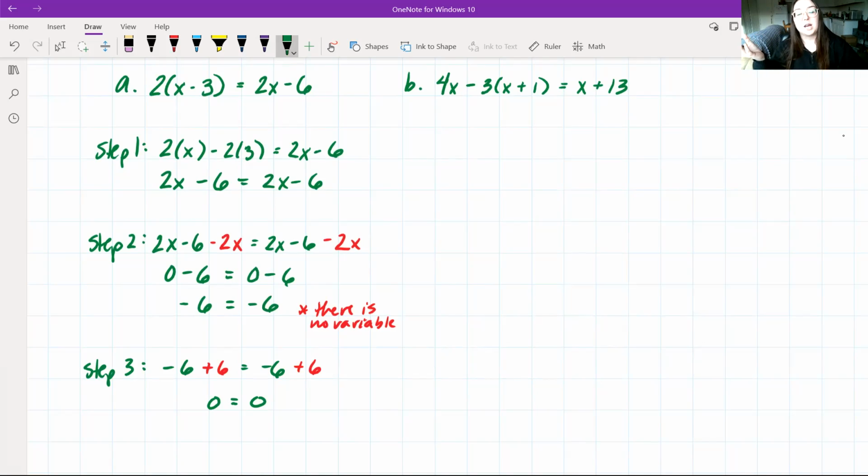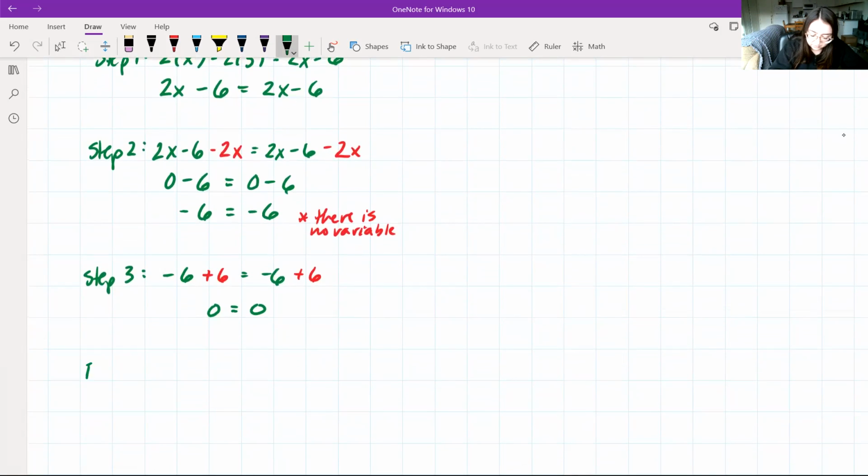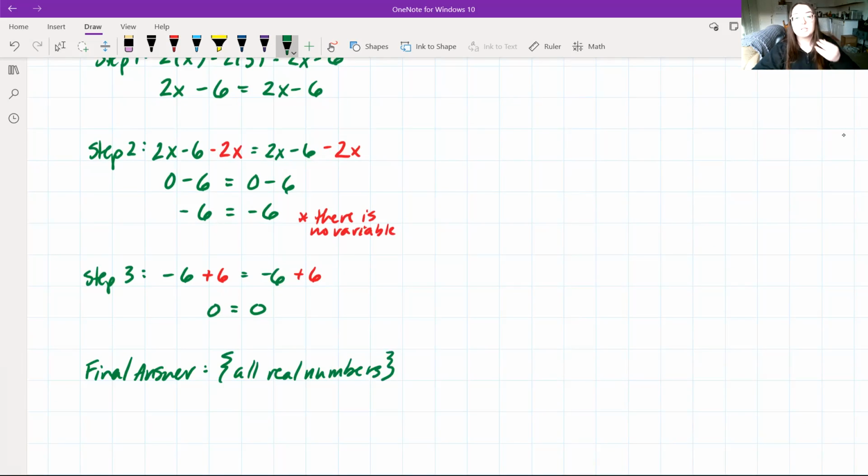So there's no need to check because our variable doesn't really have to equal anything. It could equal anything. So in our final answer, we're going to say the solution set is all real numbers. And this just tells us that we could plug in any number, any real number, and this statement is going to end up being true.